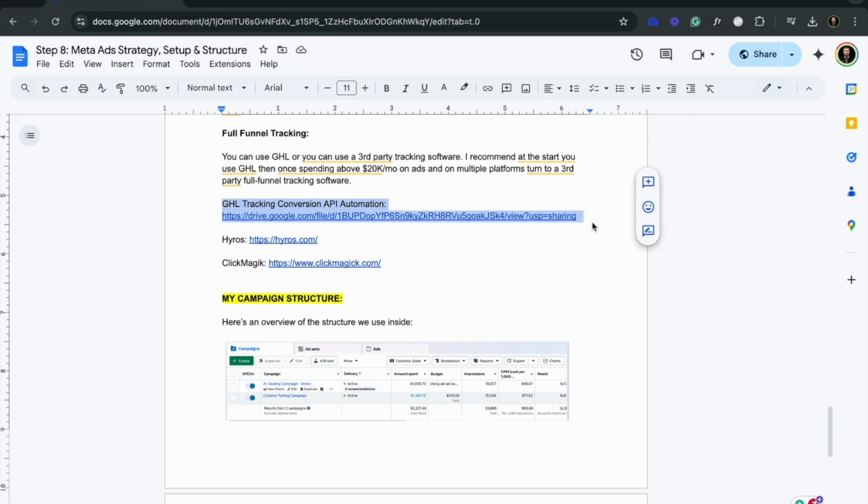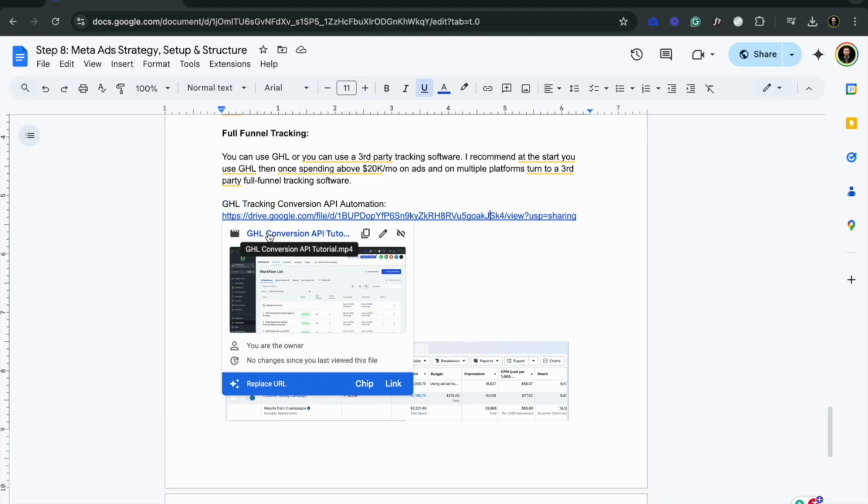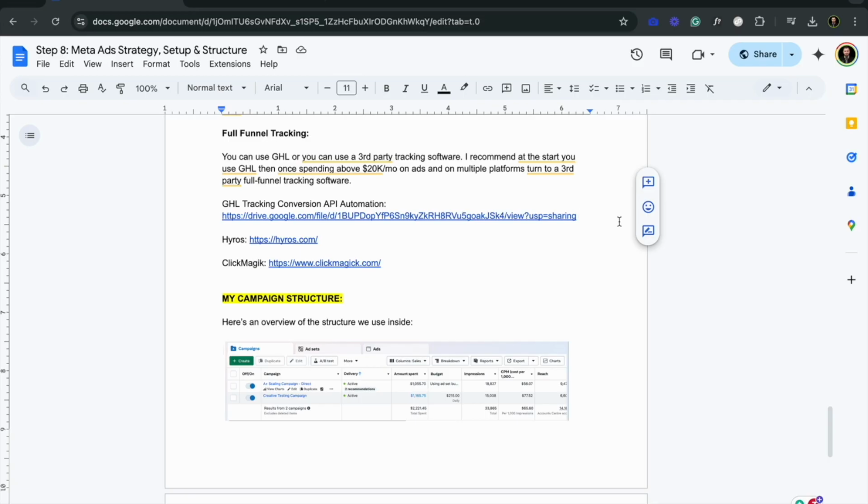Then you've got Go High Level tracking conversion API automation. Okay, so this is the one that's completely free. Obviously Go High Level costs, but I presume you're using Go High Level throughout this course anyway. This is the best one that you can use to start off. So I've done a full tutorial for you here. It's completely free. You don't need to pay for anything apart from Go High Level, which you should have already. And that will then send the correct data back to your Meta ad account.